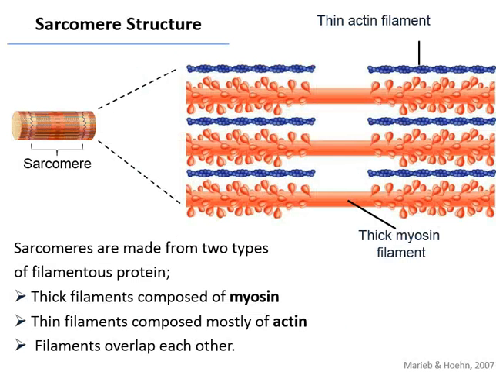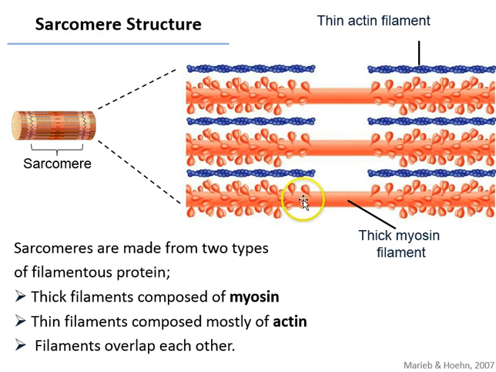This shows the basic setup of a sarcomere. The key structural components are thin filaments of a protein called actin, that's the blue ones there, and thicker filaments of a protein called myosin, that's the red one here.